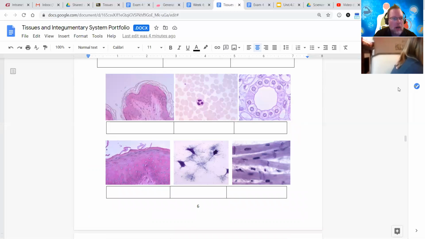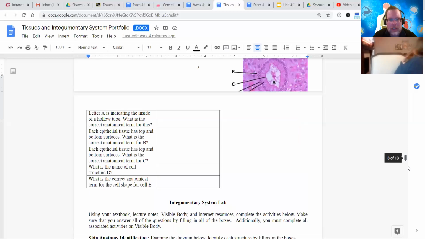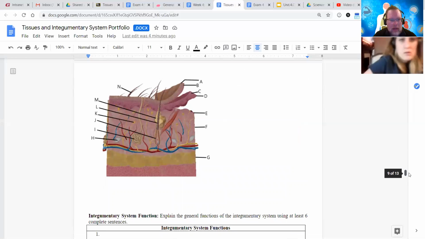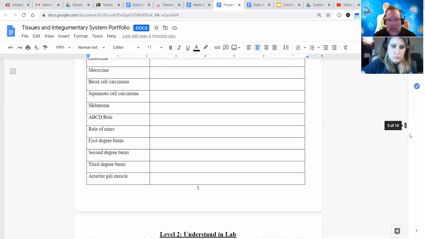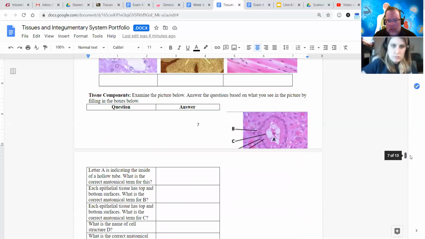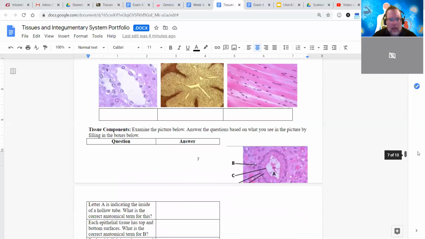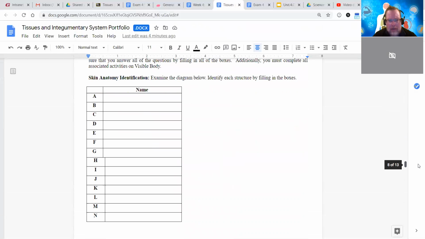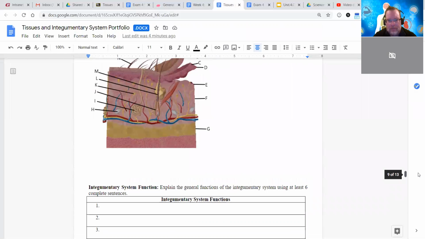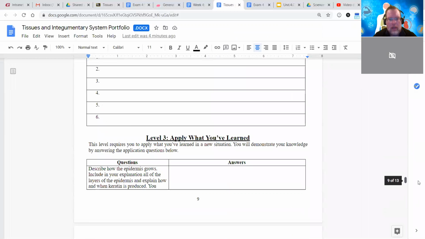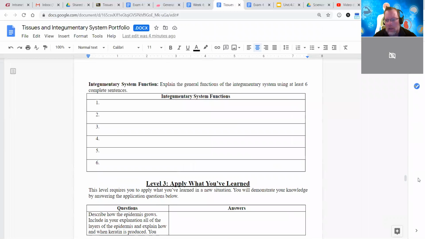All right. So let's see if there was anything else in the portfolio. I don't think there's anything else too traumatic. Maybe a couple of these tissues might give you a little bit of a fit, but they're not too bad. And then there's some identification with the skin. Okay, and then we keep going, and there's a spot for functions of the skin.